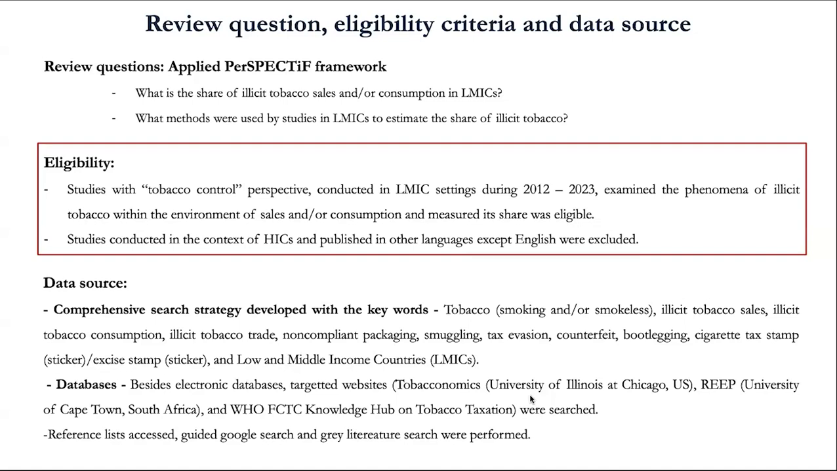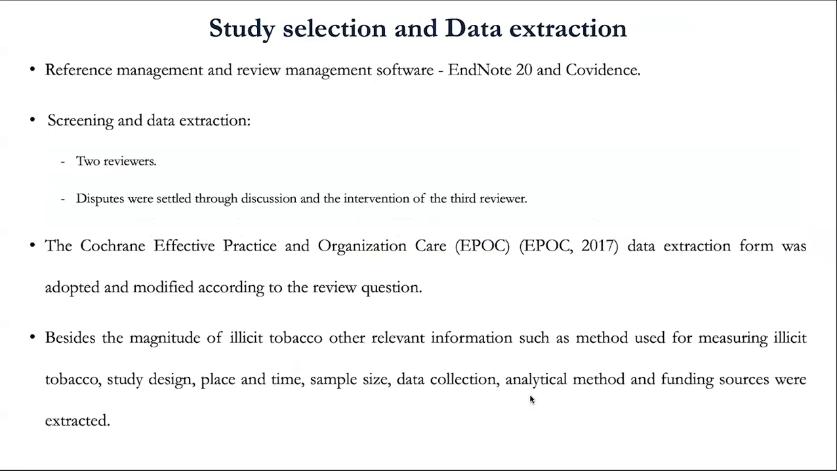Particularly, we searched 9 electronic databases and 3 targeted websites, which are famous for tobacco-related research repositories. One was Tobacconomics, maintained by the University of Illinois at Chicago, and the other two were REAP, the Research Unit on the Economics of Excisable Products, maintained by the University of Cape Town, South Africa, and the WHO FCTC Knowledge Hub on tobacco taxation. These were the targeted websites we searched. Besides these electronic databases, we also accessed reference lists, guided Google searches and the gray literature to find relevant literature.